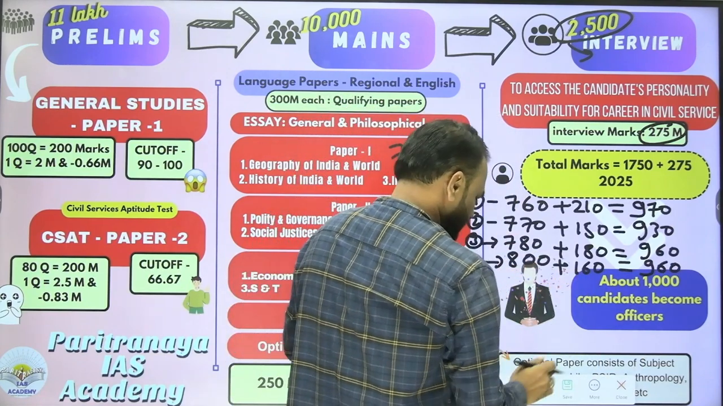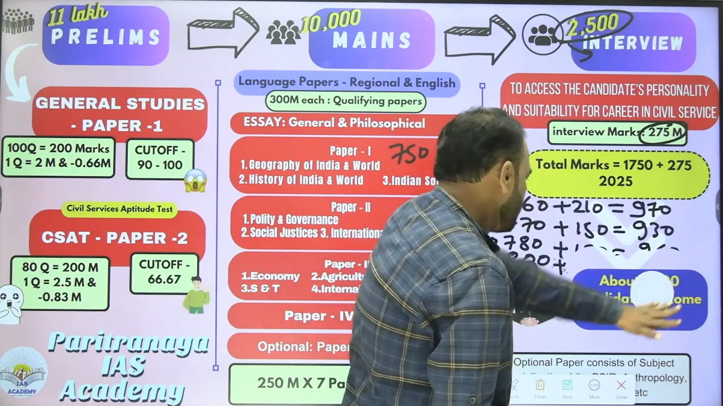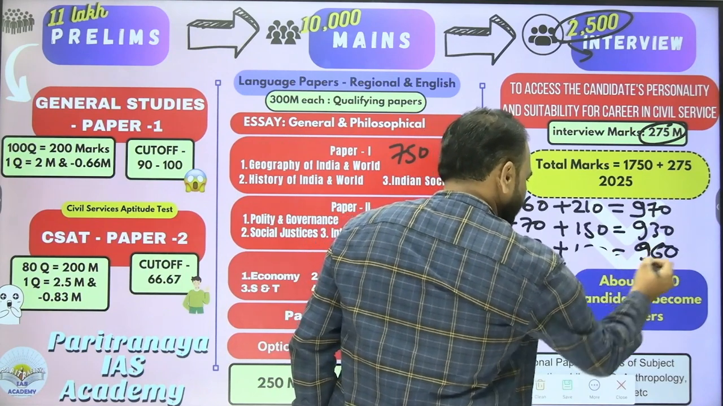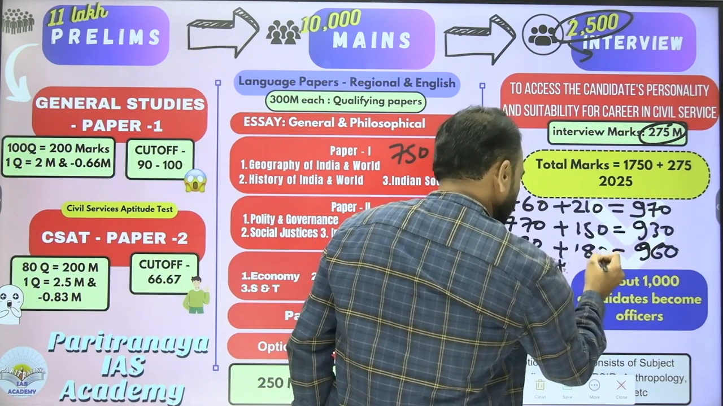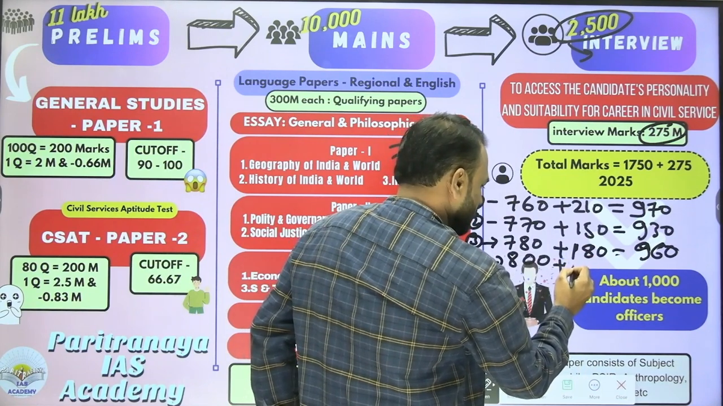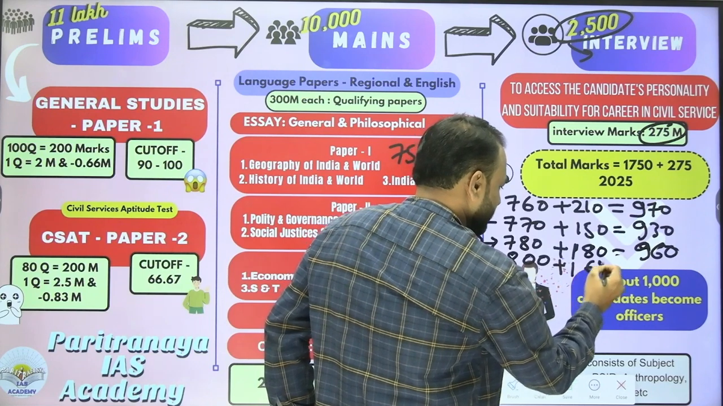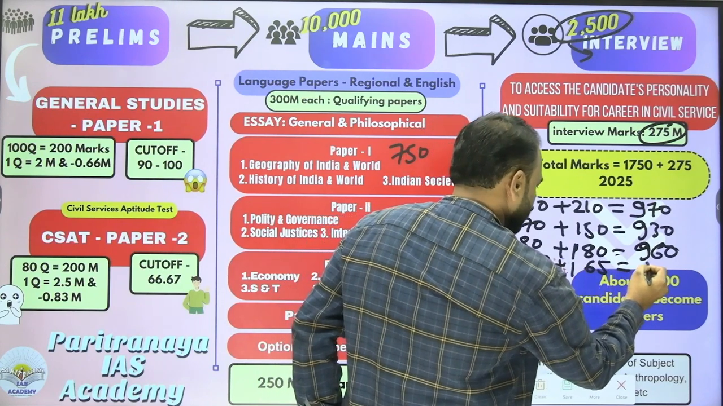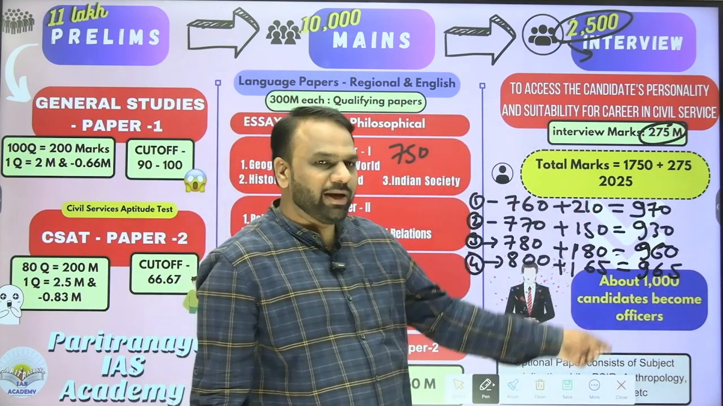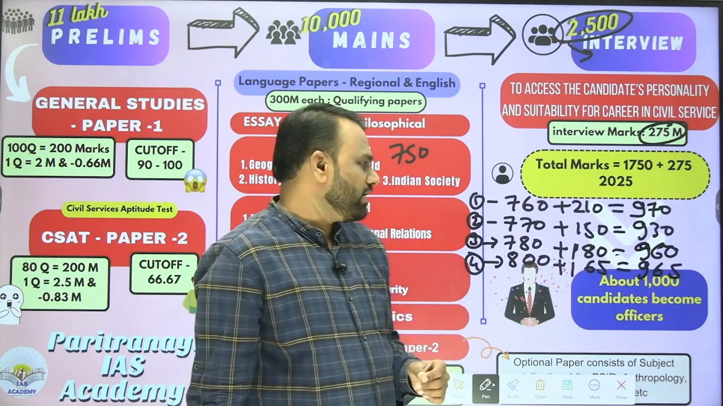So here I'll just change it. Let us say person 4 gets 165 marks instead, so 800 plus 165, they'll get 965. So these are the final marks of the 4 candidates: 970, 930, 960, 965.